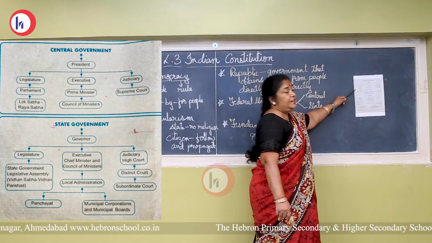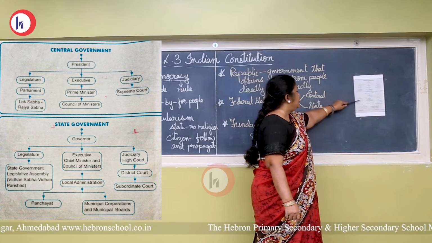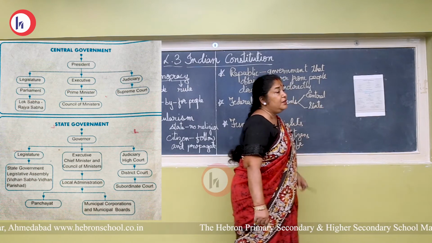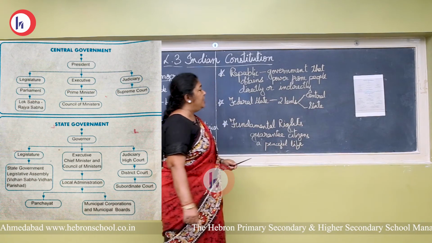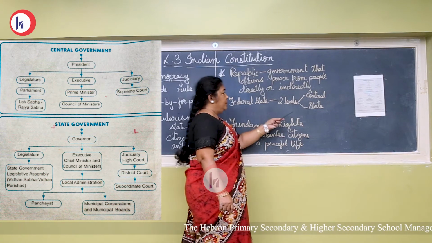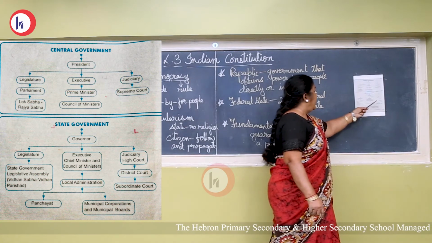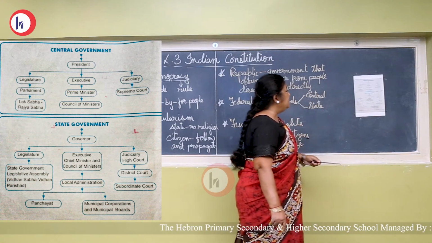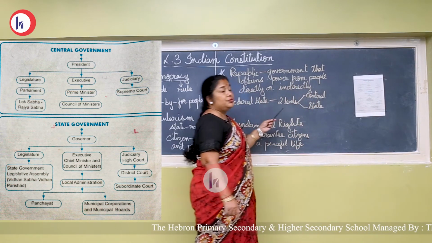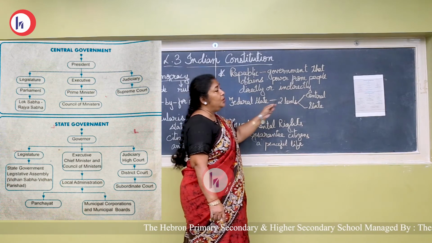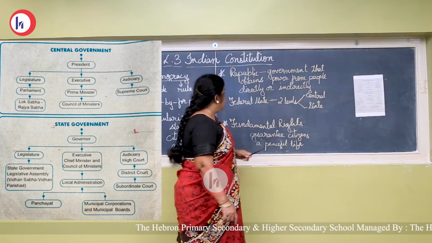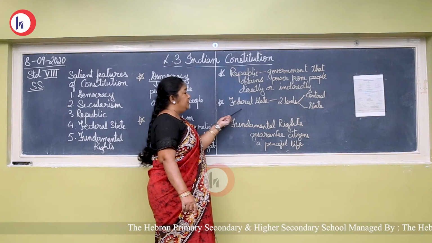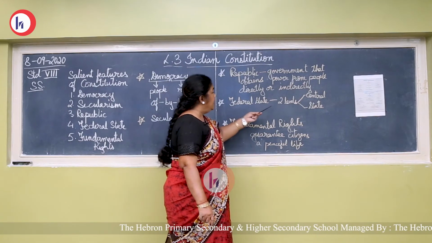Legislature at the central level, we have the Lok Sabha and the Rajya Sabha, and at the state level, we have the Vidhan Sabha and the Vidhan Parishad. We also have the High Court, District Court and the subordinate courts at the state level. Even Gujarat, being a state, has all these three organs. So, in a federal state, the government is given in two levels.